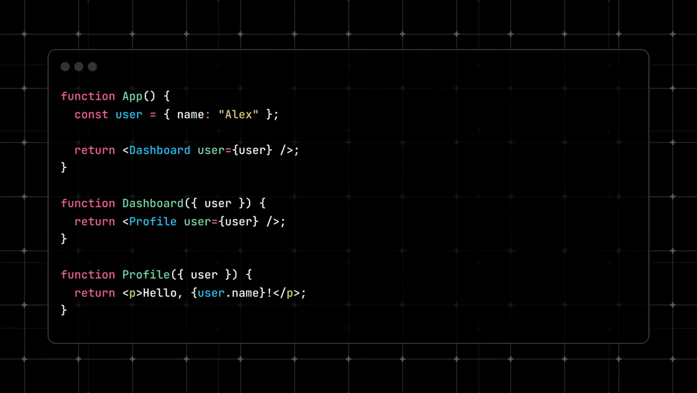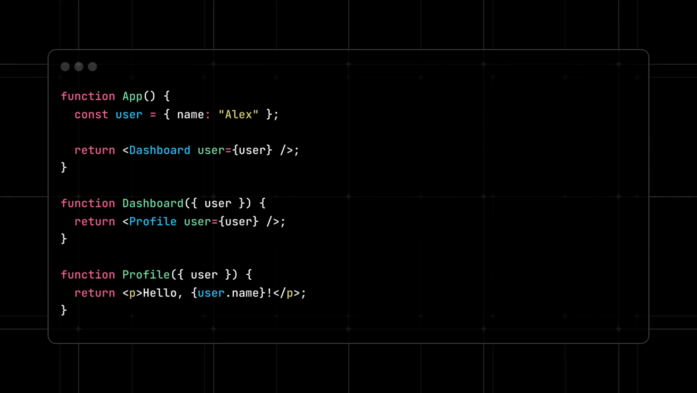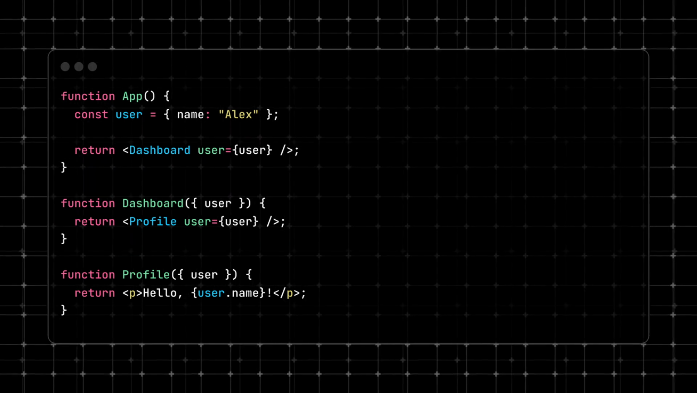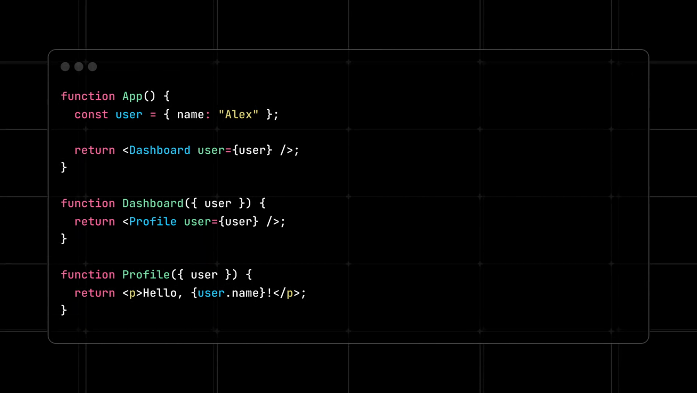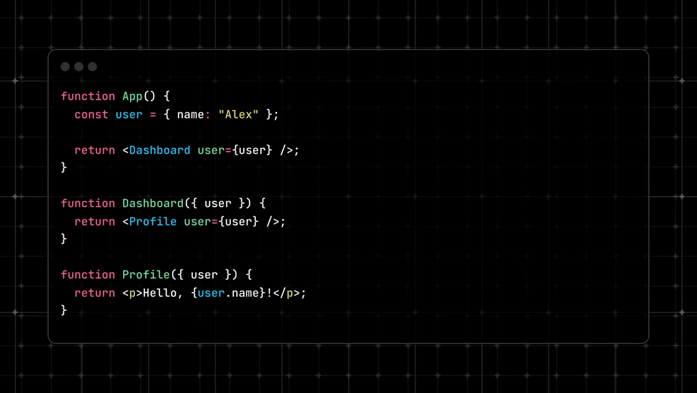In React, when you need to share data like user info or theme settings between components, you often pass it down as props. That's fine for a small app, but as your app grows, this can get messy. Let's look at an example. Here, we're passing the user object from app all the way down to profile through dashboard. This is called prop drilling, and it can become a nightmare when the data has to travel through multiple layers of components that don't even use it. React Context provides a way to share values across your component tree without manually passing props at every level.